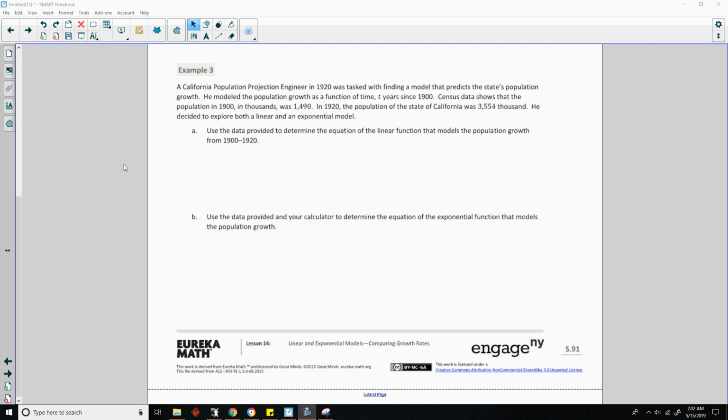A says to use the data provided to determine the equation of the linear function that models the population growth from 1900 to 1920. Okay, so we are taking a function with respect to time and its population. So I'm going to use P of t, population, P of t, or y equals m times x, or t in this case, plus b. Okay, it's linear.